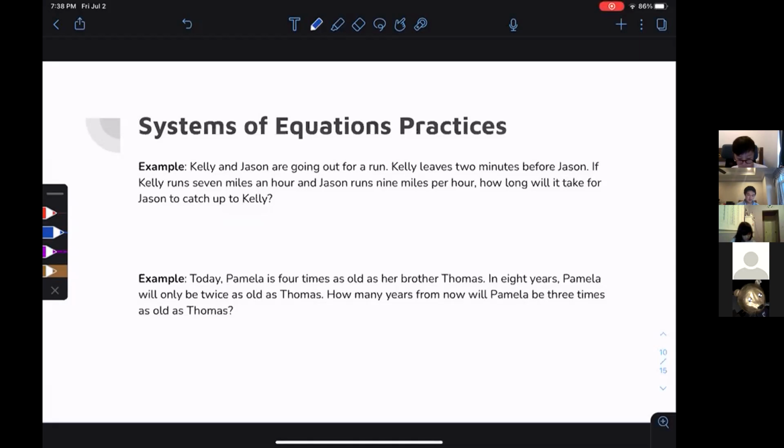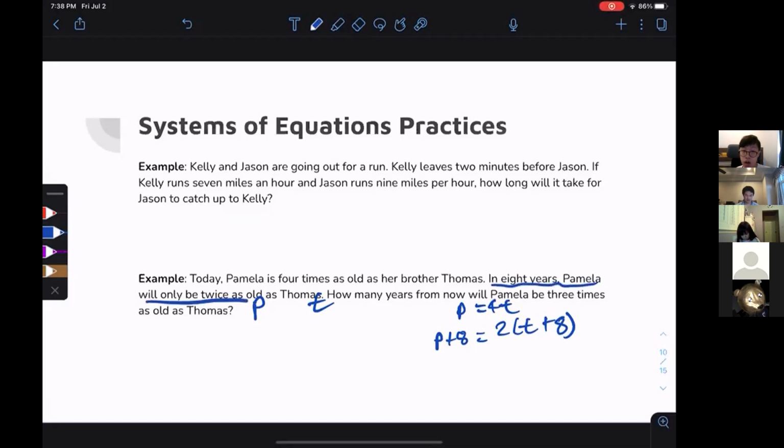But anyways, so we have P is Pamela's age right now. We have, say, T is Thomas's age. Today Pamela is 4 times as old as Thomas, so P is equal to 4T. In 8 years, Pamela will only be twice as old, so then in 8 years Pamela should be P plus 8 years old. In 8 years, Thomas will be T plus 8 years old. And so we have this equation from this condition. Yes, I'm not very good at drawing these lines. From this condition, we get the second equation.